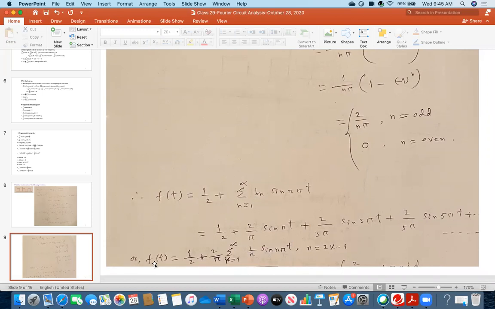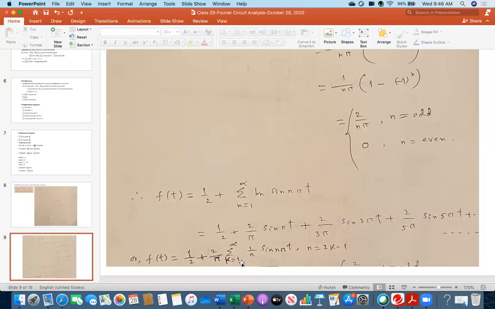You see what I have done, I have written 2 over pi and sum k equal to infinity. I mean, although here I am writing n to infinity, n has a limitation. What is the limitation? n can be odd only, because when n is even, then bn is 0. So this thing is applicable when n is odd only.